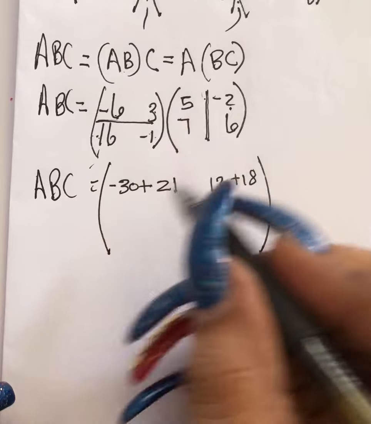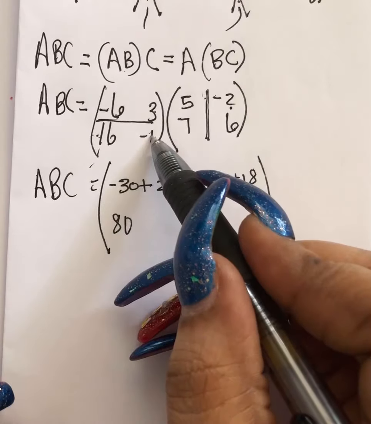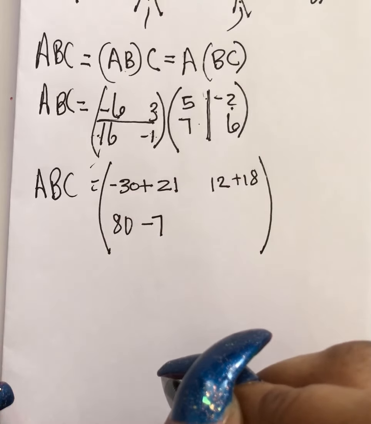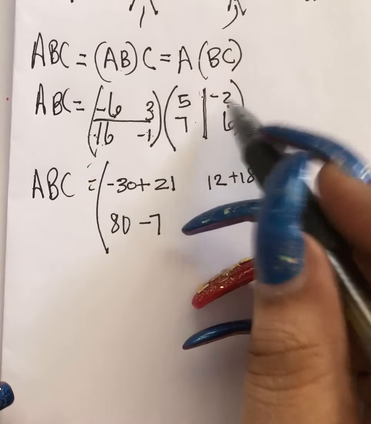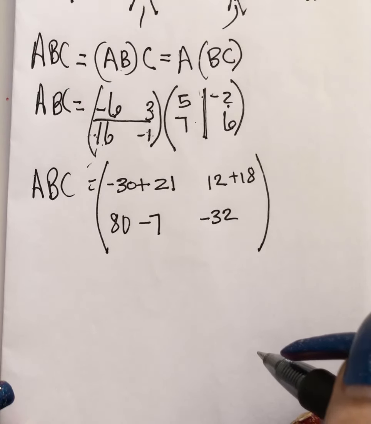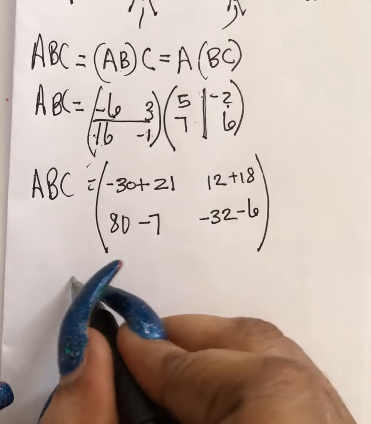16 multiplied by 5, 80. -1 multiplied by 7, -7. 16 multiplied by -2 will give me -32. -1 by 6 is -6.